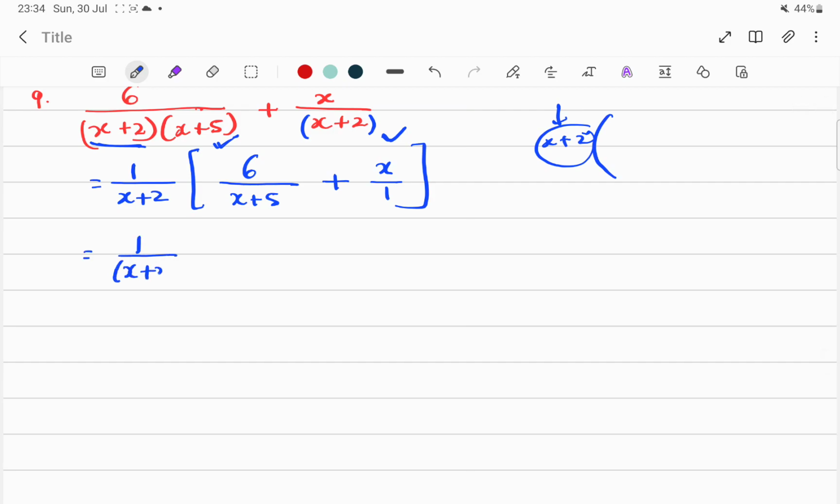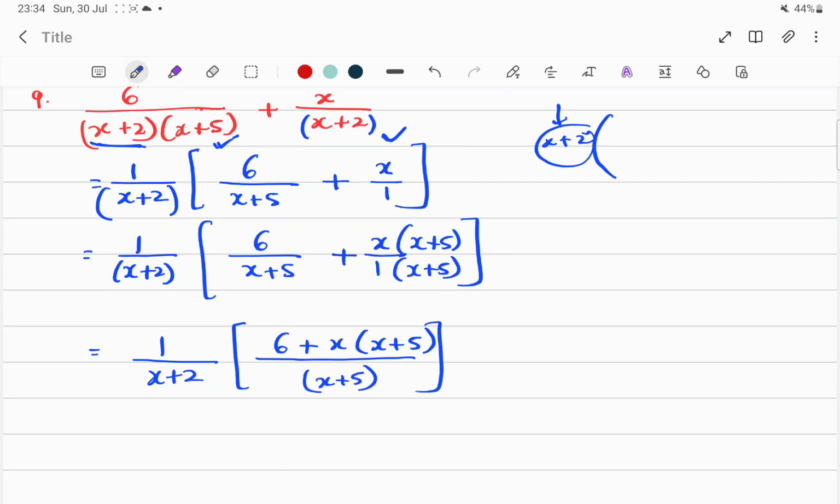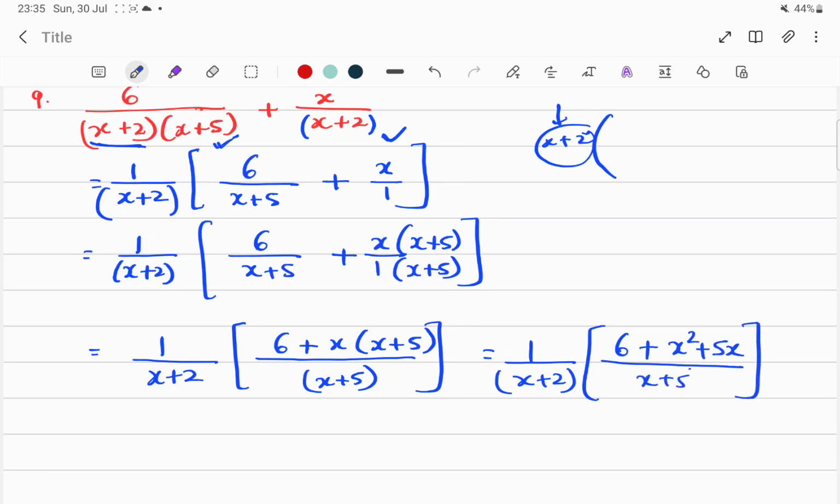Now I can make the denominators equal inside the brackets here, because I have to add them. So 6 over x plus 5 plus x over 1. So I will times it by x plus 5, and here also x plus 5. Now I got 1 over x plus 2 times 6 plus x times x plus 5 divided by x plus 5. And after that 1 over x plus 2, the same process you have to do all the time. 6 plus x squared plus 5x divided by x plus 5.